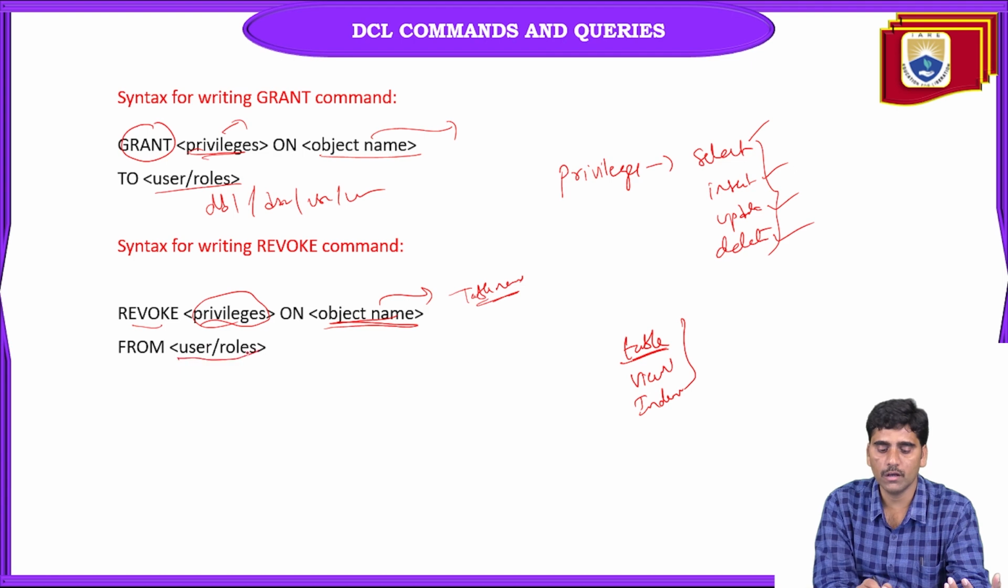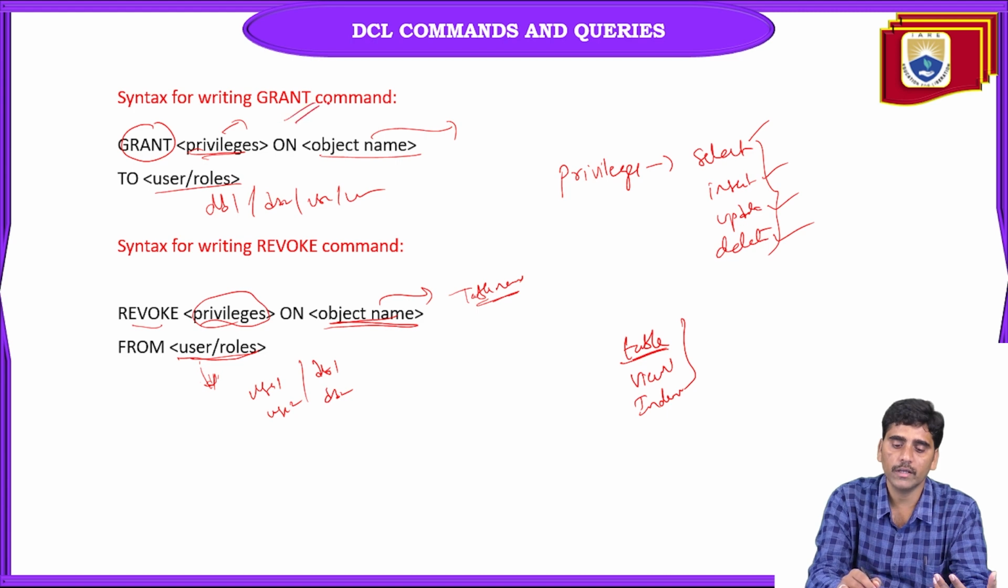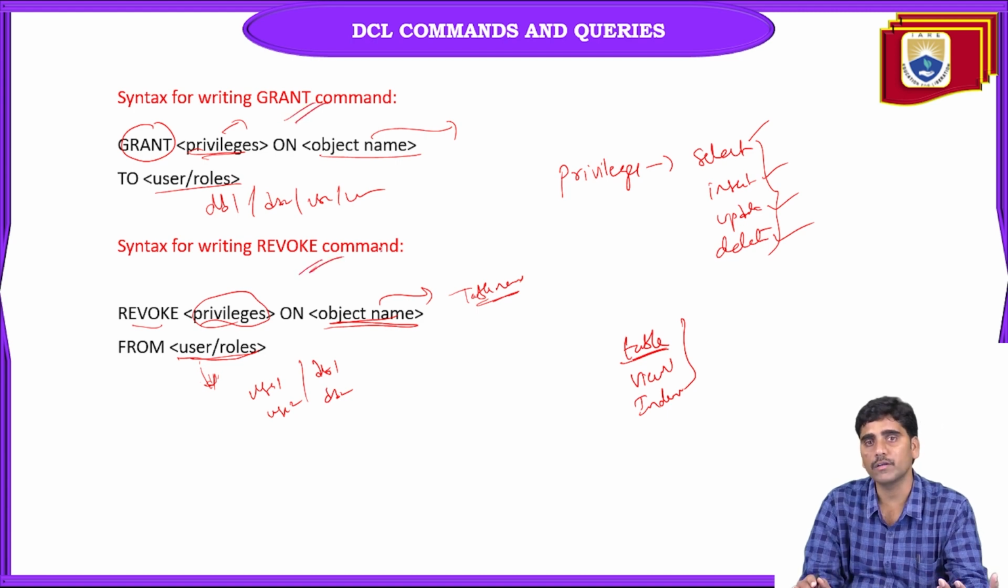From user or role: from what user do you want to revoke your privileges? Either user1, user2, db1 or db2. So from what user you are going to revoke the privileges, and for what user you are going to give specific permissions. That is the way of writing the syntax of the grant command and the revoke command.